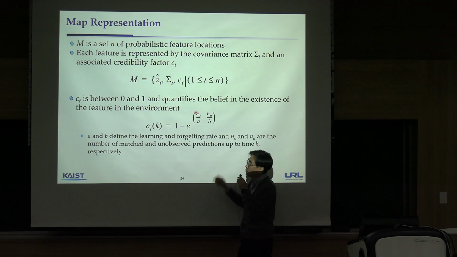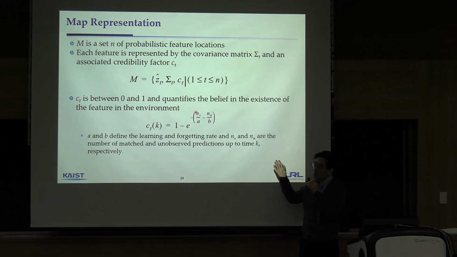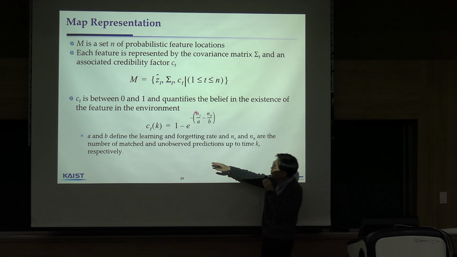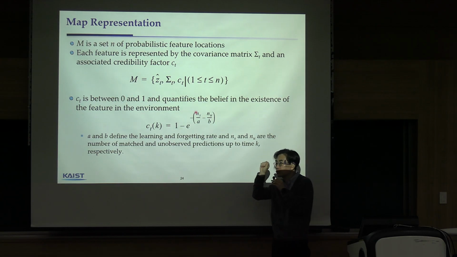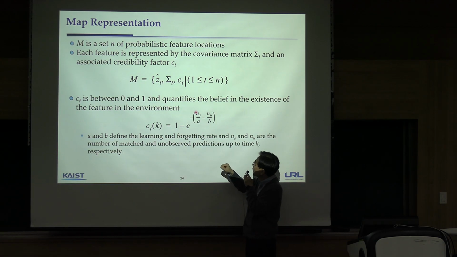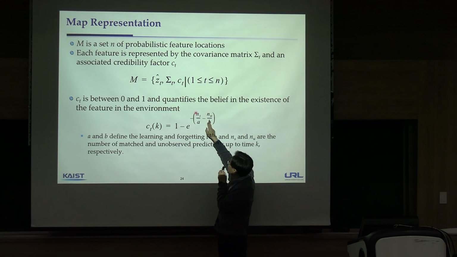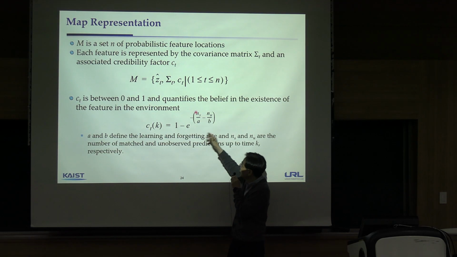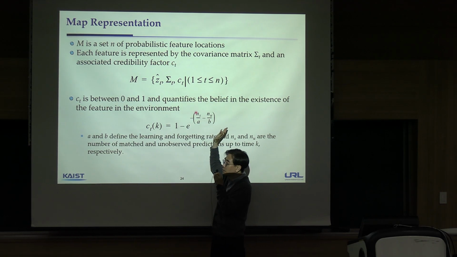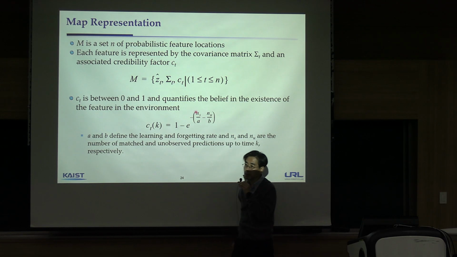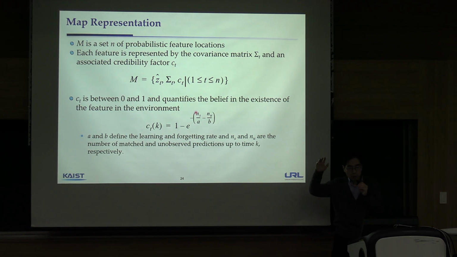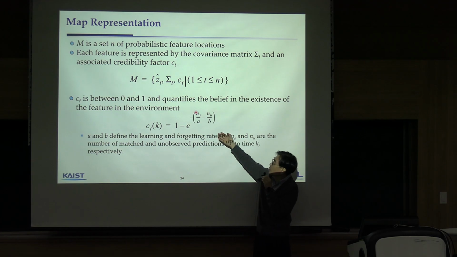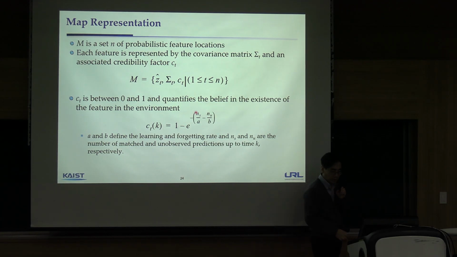If N_U increases, that means we have more and more unobserved predictions. So this is a spurious feature, and we have to decrease the credibility. If it increases, then this is exponential plus something, so it will increase. One minus this term, with the increased number, gives us the decreased credibility. So we can control the credibility based on those two factors. But you can design a new one. This is one of the possible candidate solutions.